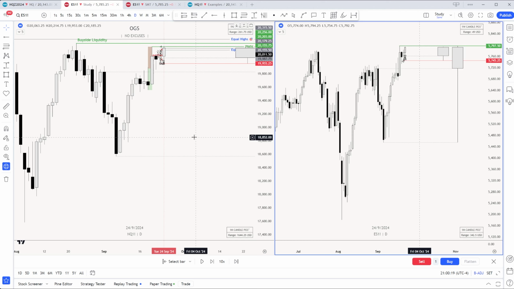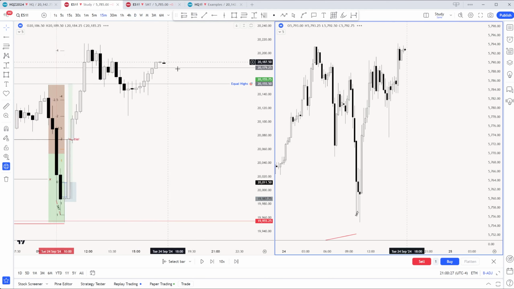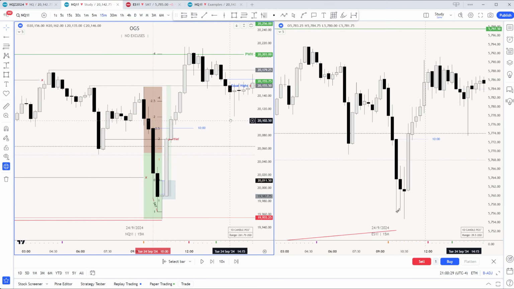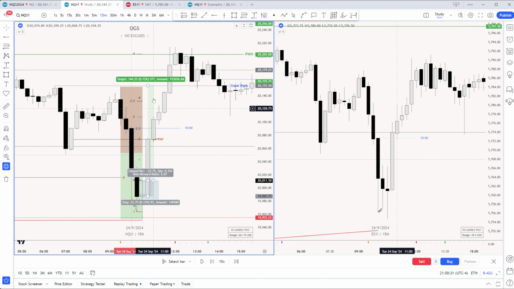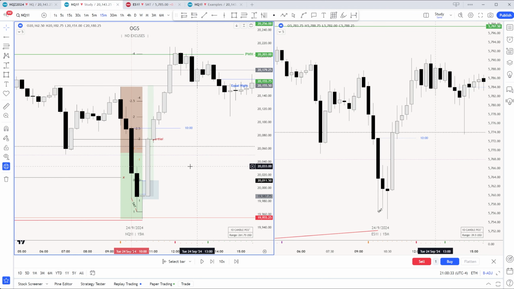I was hesitant to take the same long at the same breaker, but there was a 15-minute fair value gap above. Do you pay attention to 15-minute fair value gaps? Always, because that is my intraday time frame. Those are my intraday moves. But as I always say, I don't care about the inefficiency unless it's in premium.